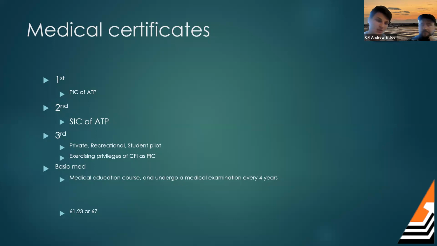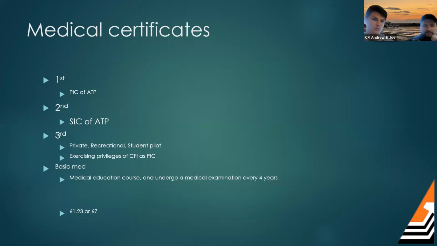But third class lasts a little longer, saves you a little money because it's a longer length of period when you have to renew your medical. So this would be used for private, recreational, student pilot, or exercising privileges of a CFI as a PIC.